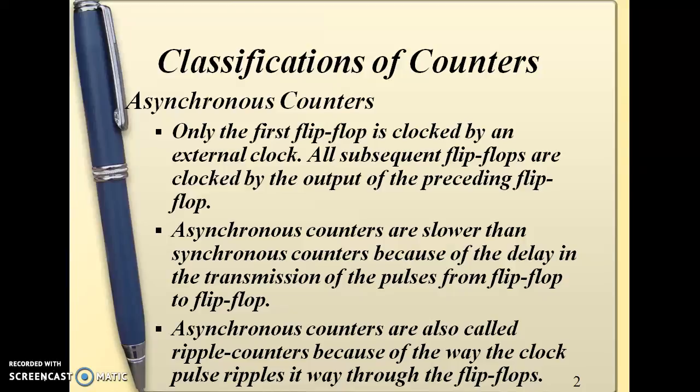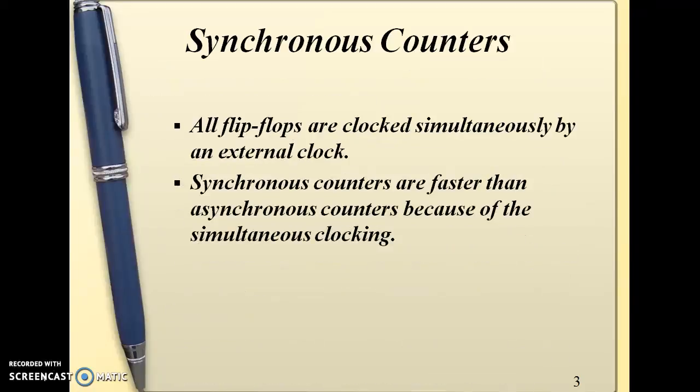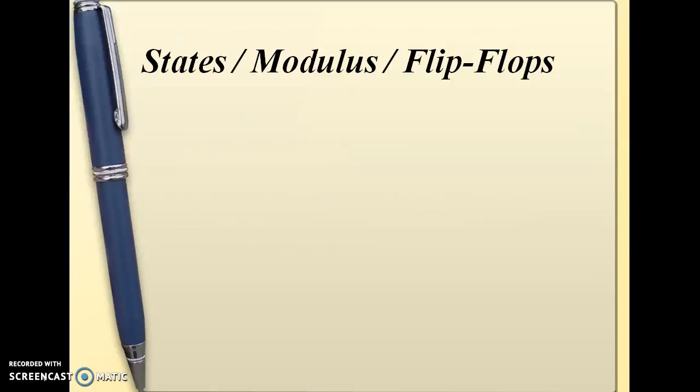Asynchronous counters are slower than synchronous counters because of the delay in the transmission of the pulse from flip-flop to flip-flop. Asynchronous counters are also called ripple counters because of the way the clock pulse ripples through the flip-flops. Now let us see what synchronous counters are. In synchronous counters, all flip-flops are clocked simultaneously by the external clock. Synchronous counters are faster than asynchronous counters because of the simultaneous clocking.